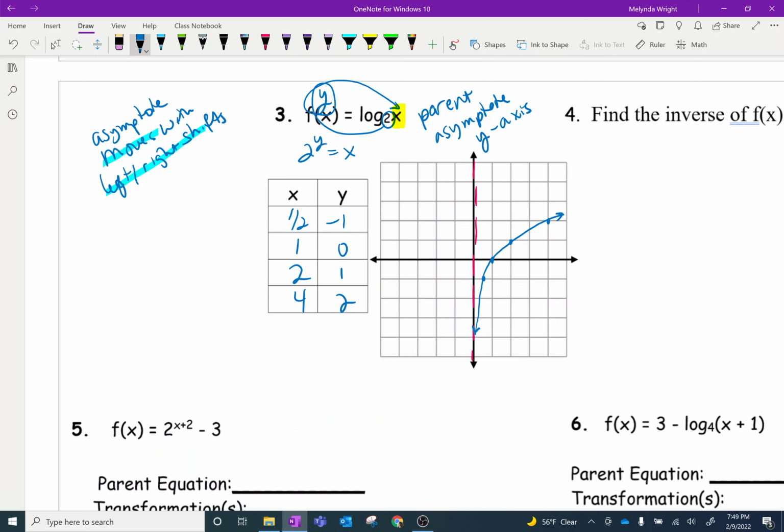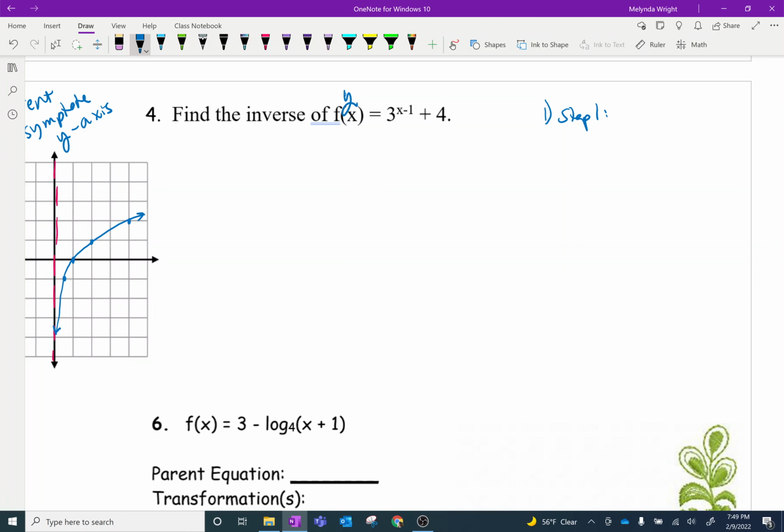All right, so, oh, looky here, we get to dig back into our memory again, finding inverses. Does anybody remember the steps we take to find the inverse? And let's just remind ourselves, that's y. Okay, so step 1, what we do is we switch the x's and the y's. We switch them.